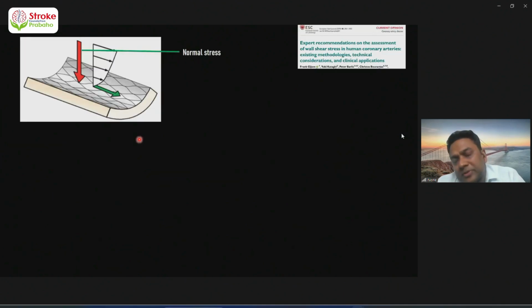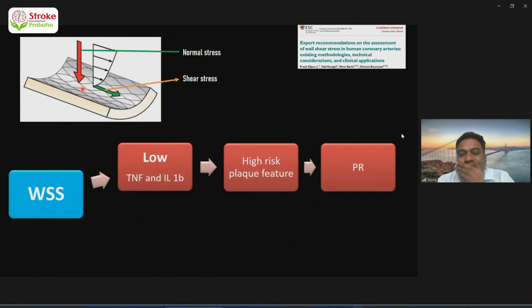So there are two types of stress that you need to understand. One is the normal stress, which is perpendicular to the wall of the artery, and the other one is shear stress, which is tangential to the wall of the artery. Again, I'm going to repeat, wall shear stress, if it is low, is the more problematic one. TNF and interleukins are raised, and it is a high-risk plaque feature, a positively remodeled plaque. The plaque tends to rupture and embolize.